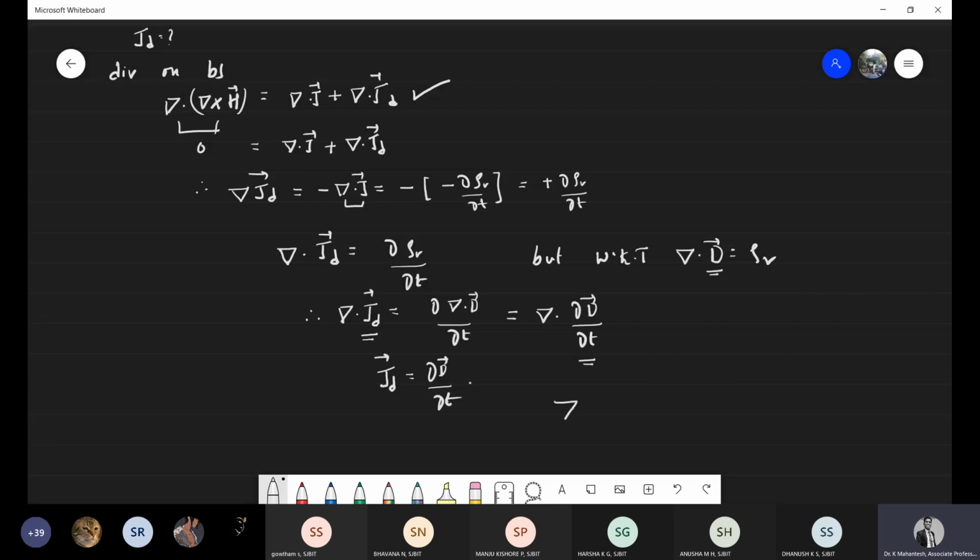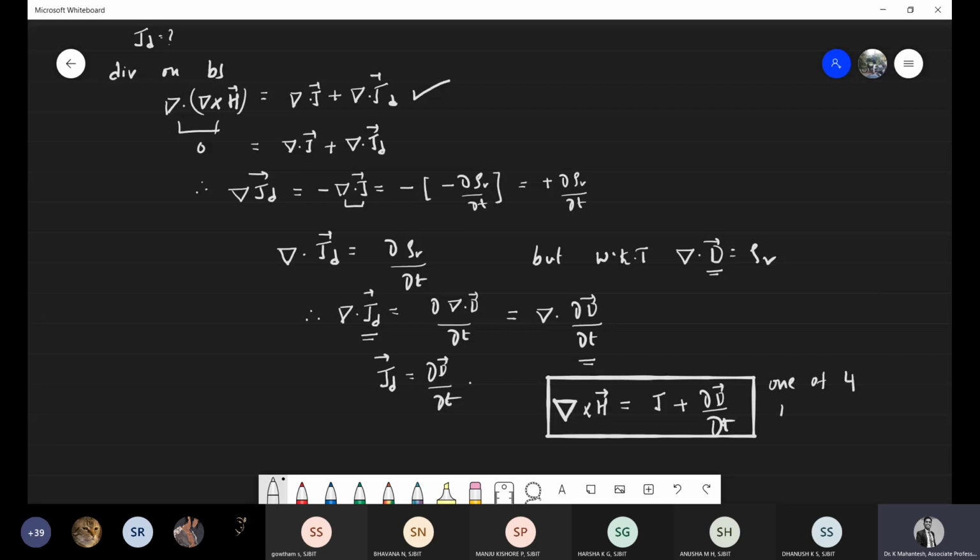I would get curl of H is equal to J plus dou D by dou t. This is another Maxwell's equation, that is the fourth Maxwell equation in point form. This is again one of the four Maxwell's equations in point form.